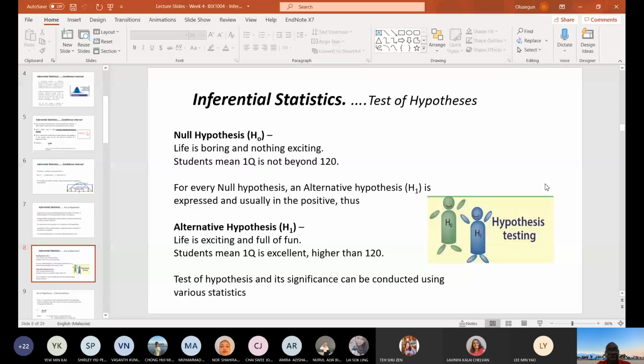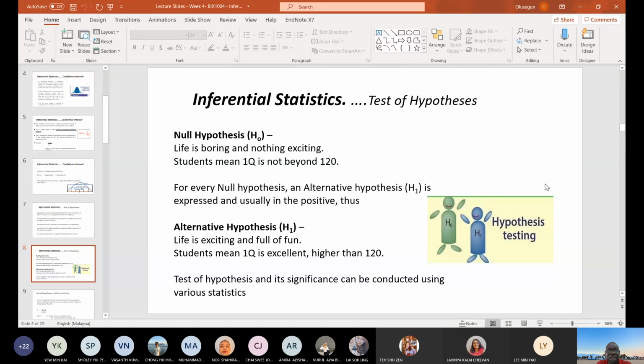So for example, in a statement of hypothesis, we talk about life is boring and nothing is exciting. To some of us, life is boring and not exciting. To some people, life is enjoyable. So I've taken a statement that life is boring and nothing exciting. That's a negative statement.